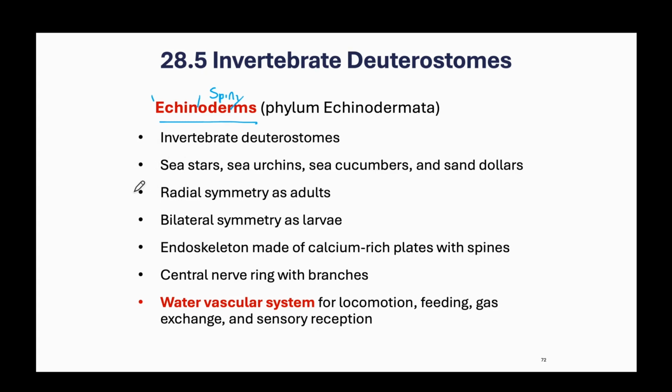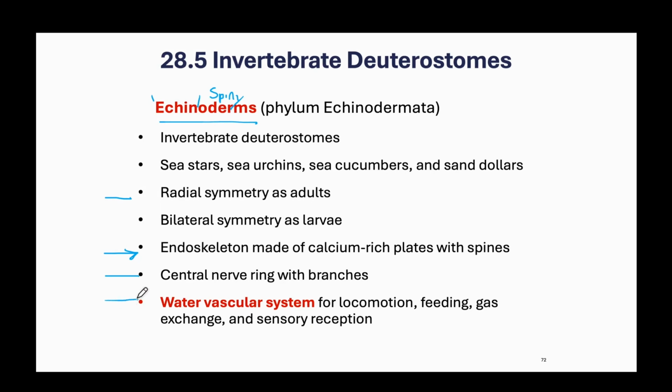They have not an exoskeleton, but they have an endoskeleton. It's made of calcium-rich plates, and it has spines. It has a central nerve ring with branches. And then here's the big thing that's really noted: they have a water vascular system that helps with locomotion, which means moving. It helps in feeding, gas exchange, and sensory reception.